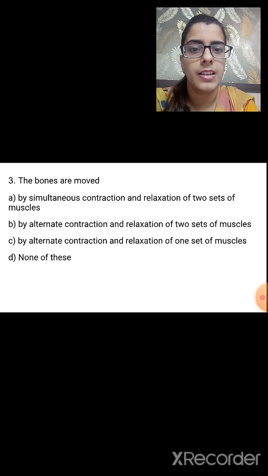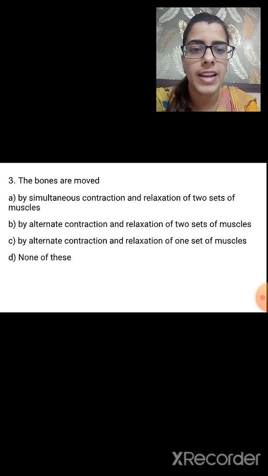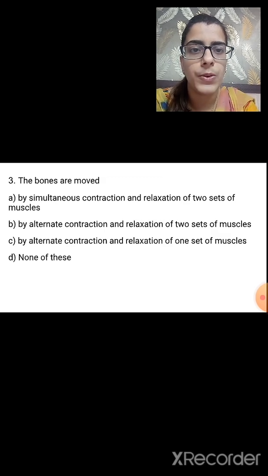Question number 3. The bones are moved. So, you have to tell how the bones are moved. Options are A, by simultaneous contraction and relaxation of 2 sets of muscles. B, by alternate contraction and relaxation of 2 sets of muscles. C, by alternate contraction and relaxation of 1 set of muscles. Or D, none of these. So, how do our bones move? Which of the statement is correct?